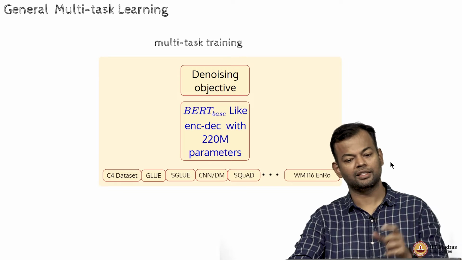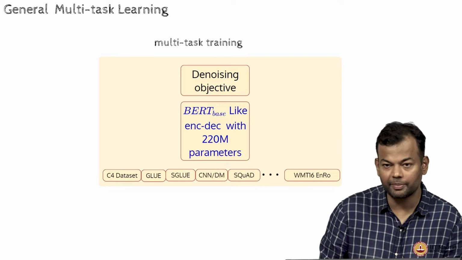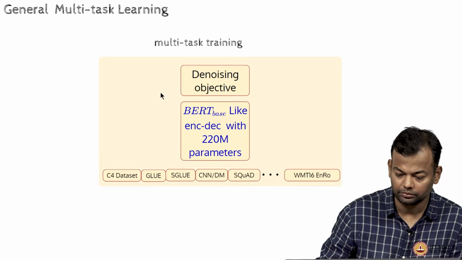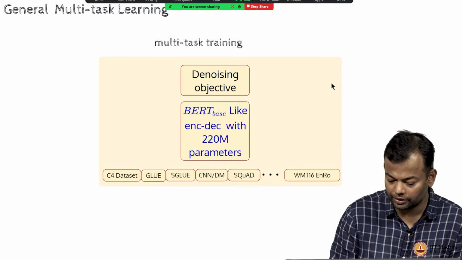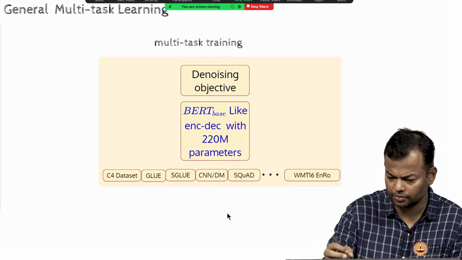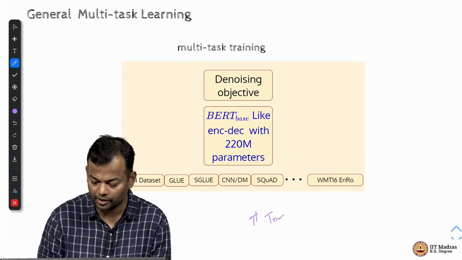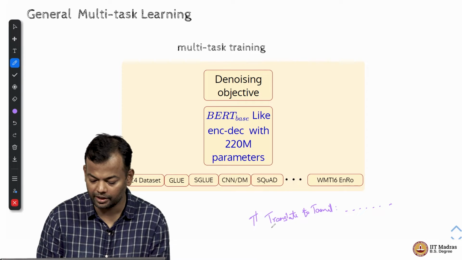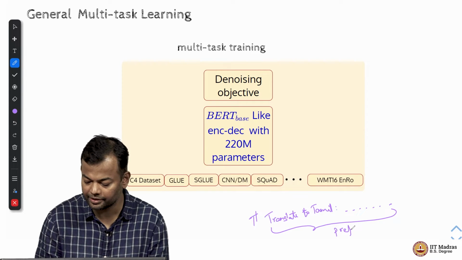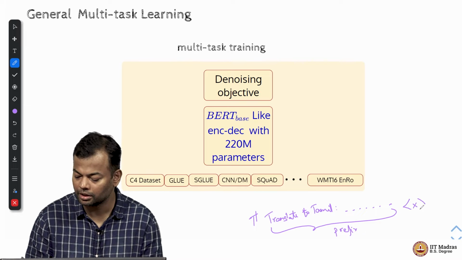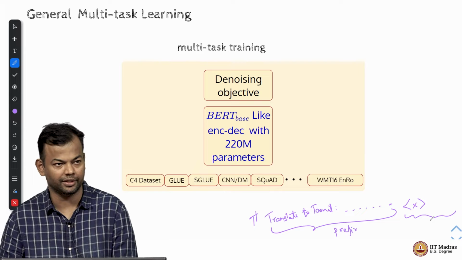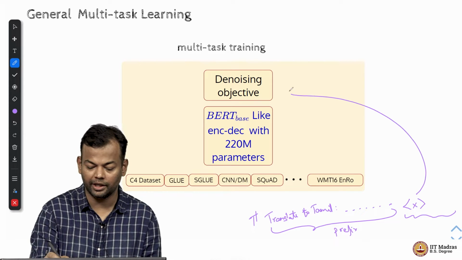In the case of translation, as I said earlier, you would do a specific corruption. You have the input, translate to Tamil, then the English sentence that you want to translate. All of this acts as the prefix, and then you mark the entire Tamil translation by a sentinel, and you want the model to predict this Tamil translation. So this again falls in the denoising objective.